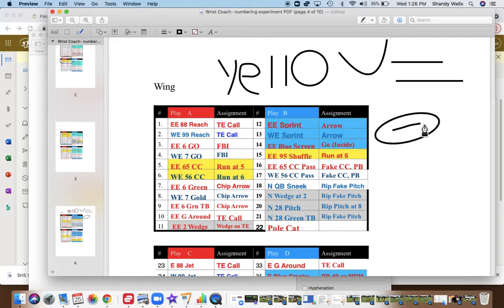Well, that's not so bad. How many laces are on a football? There's 8. Well, you get the point. If we get it in yellow, that means you're getting the ball.